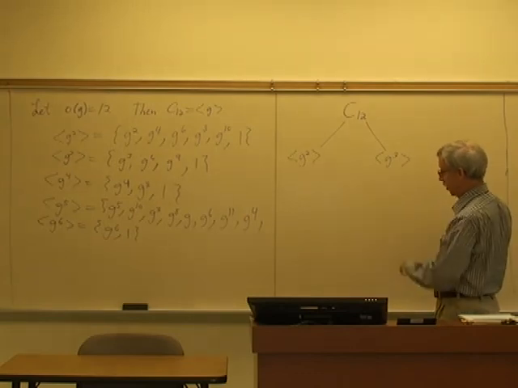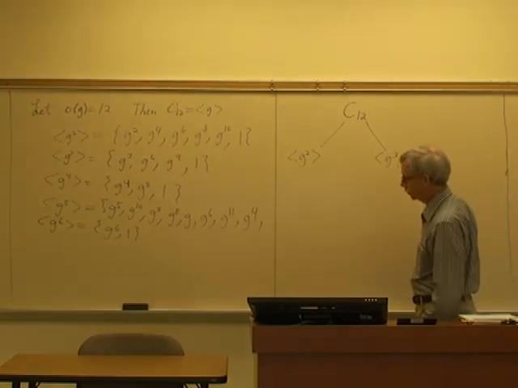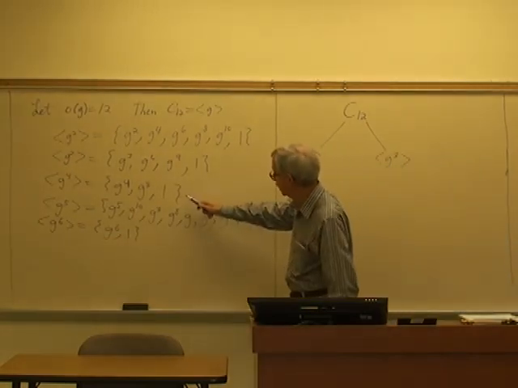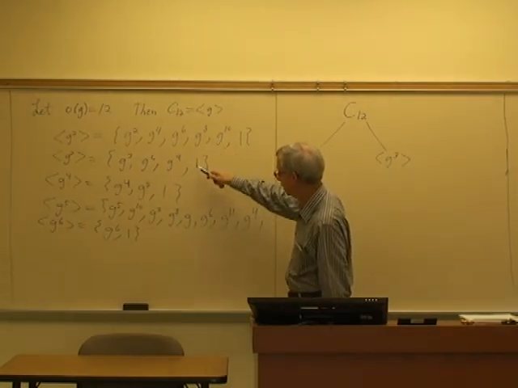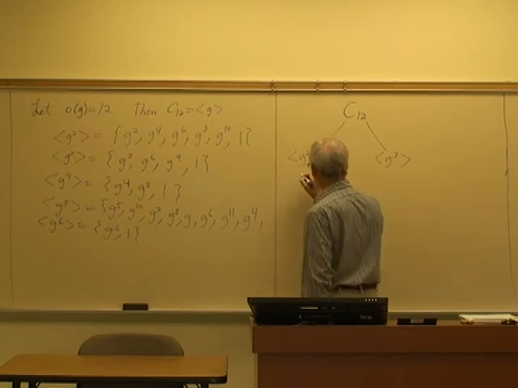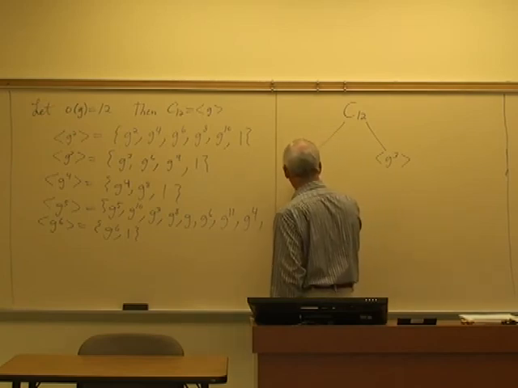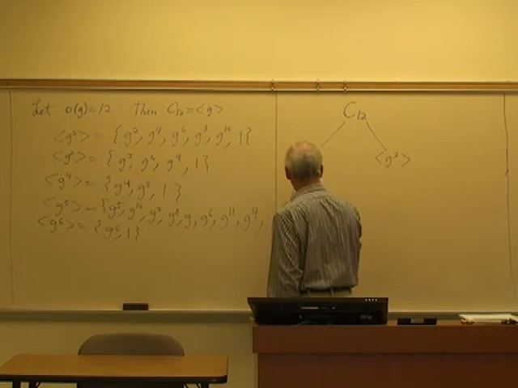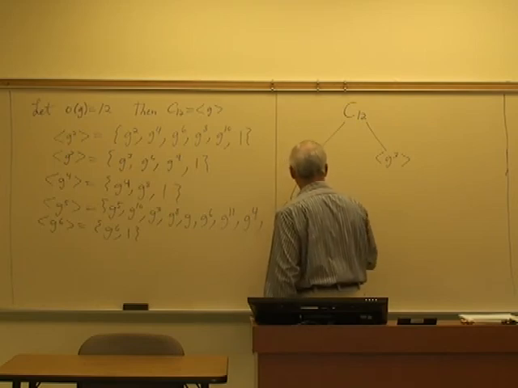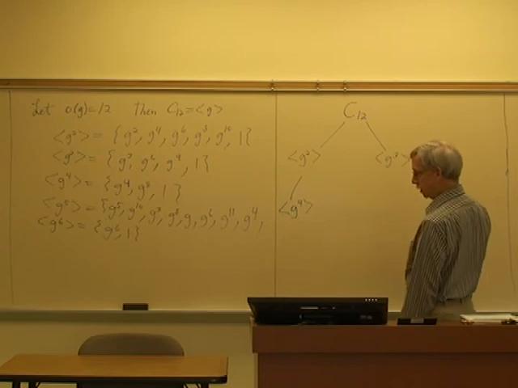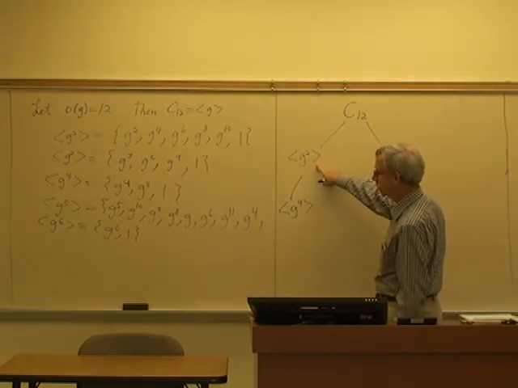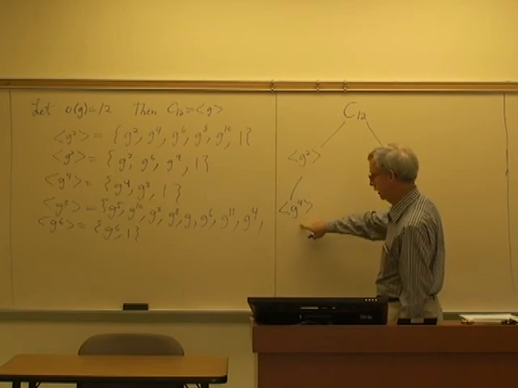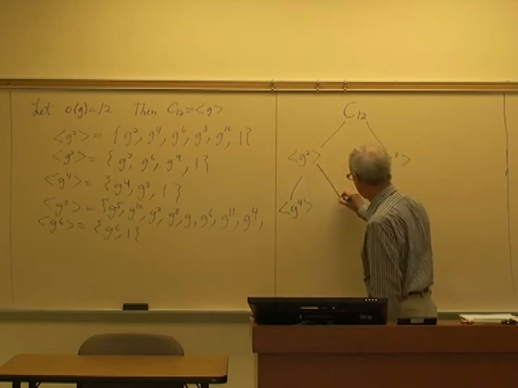The next smallest one is G4. G4 is a subgroup of what? G2. Is it also a subgroup of G3? No. So the subgroup generated by G to the 4th sits there. And then G to the 6th, is it a subgroup of G2? Yes. And is it a subgroup of G4? No. So it's a subgroup here.